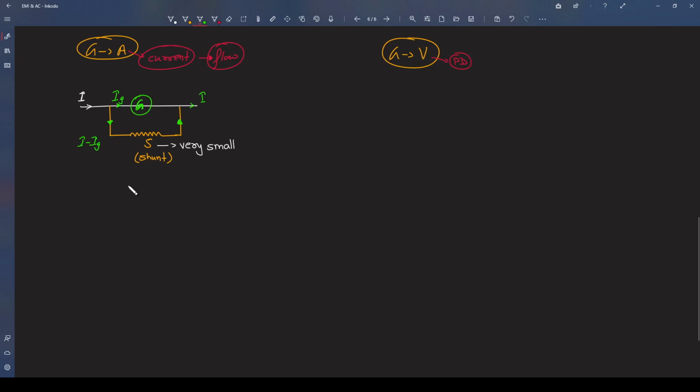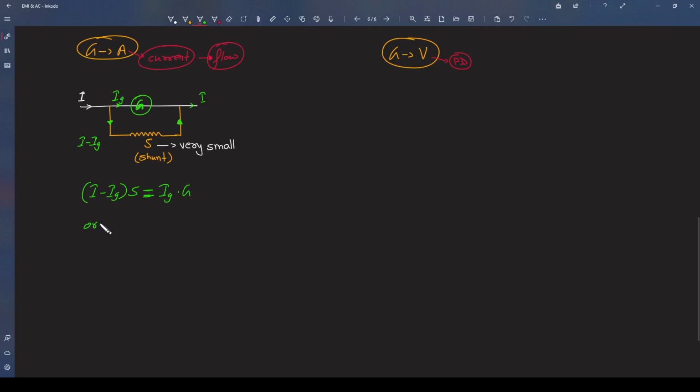Now, if you want, you can apply Kirchhoff's laws here, and you will see that I minus Ig current flows through this shunt resistance. So there is a drop, and that drop will be equal to Ig into G. G is the resistance of the galvanometer. So both the potential drops obviously should be the same.